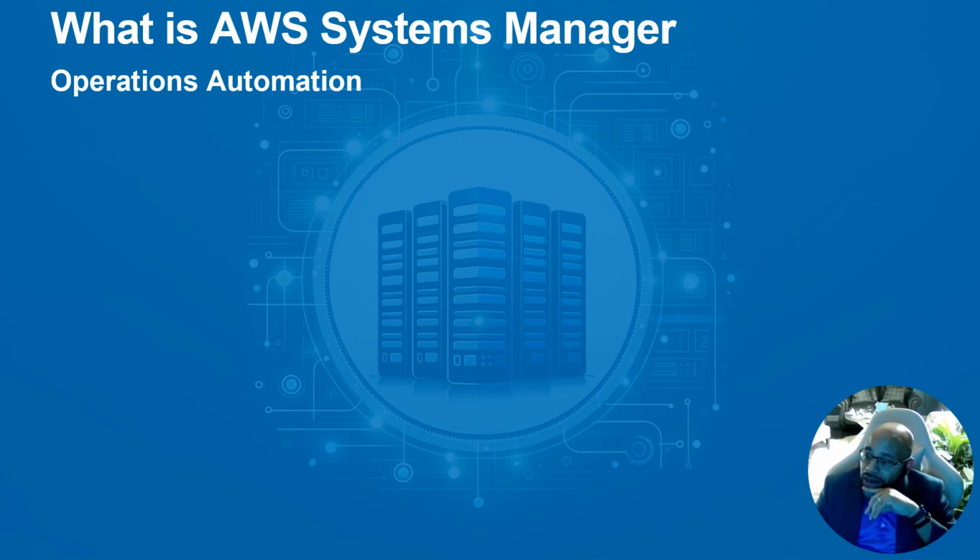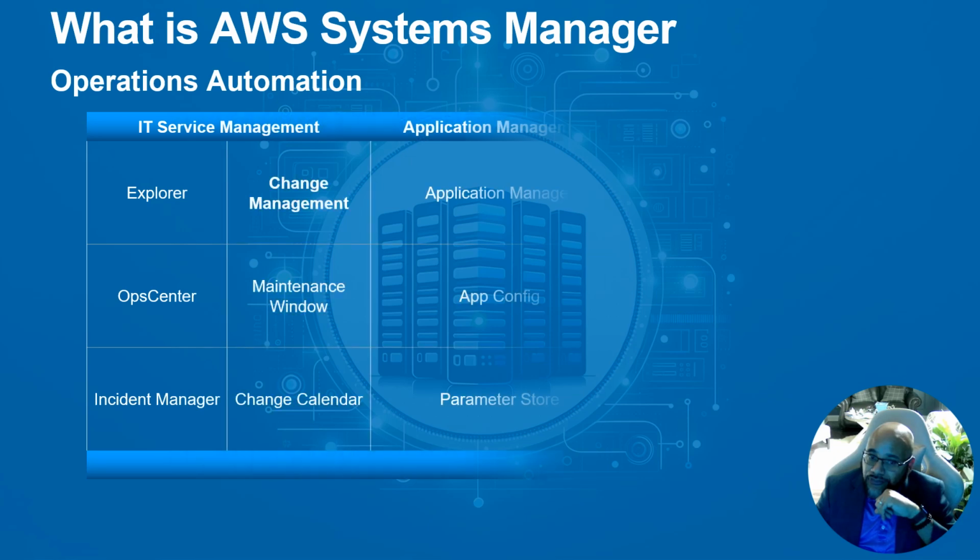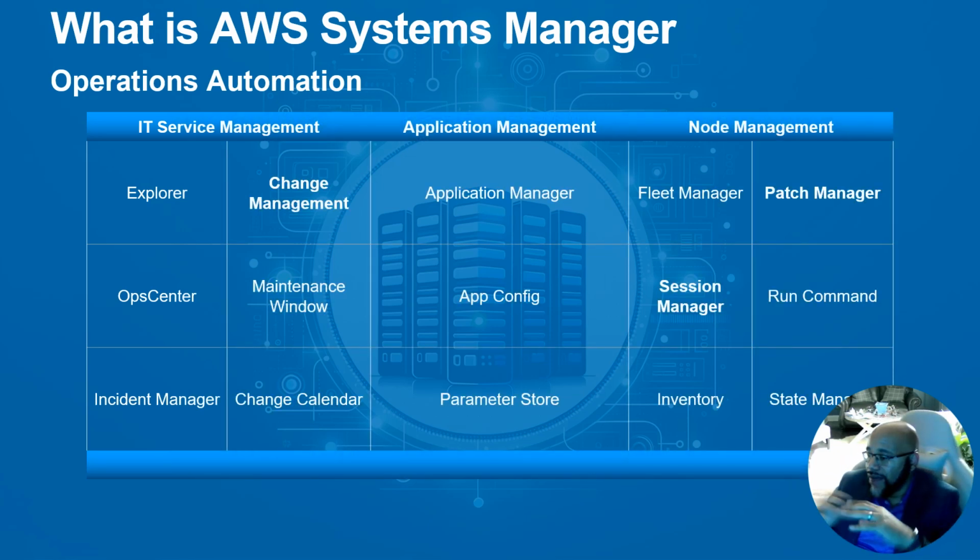So, AWS Systems Manager, what is it in a nutshell? A quick review. It enables operations automation. If you look at the chart here, you have IT service management, application management, and node management. So you really divide System Manager into three areas.